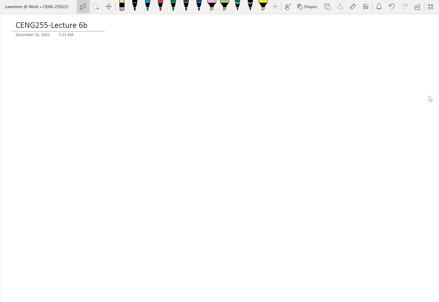Okay. So let's have another example. So we have this beam. Again, this is a continuous beam. So here we have four supports in total.